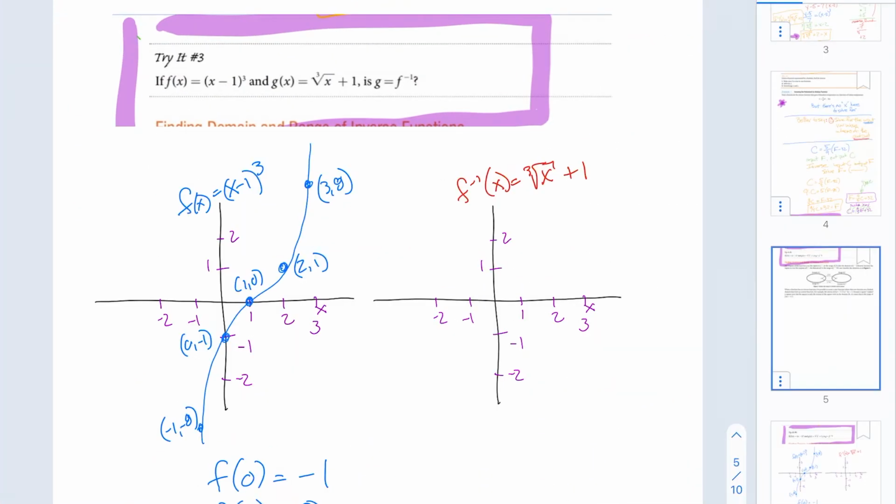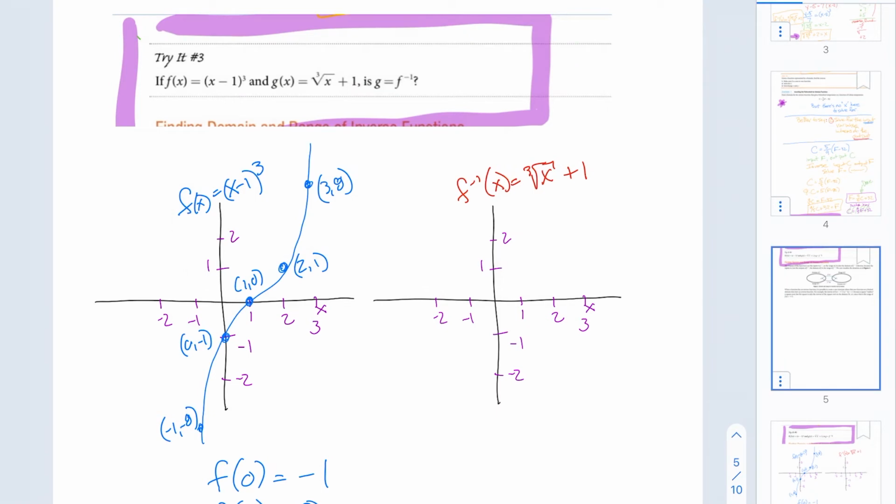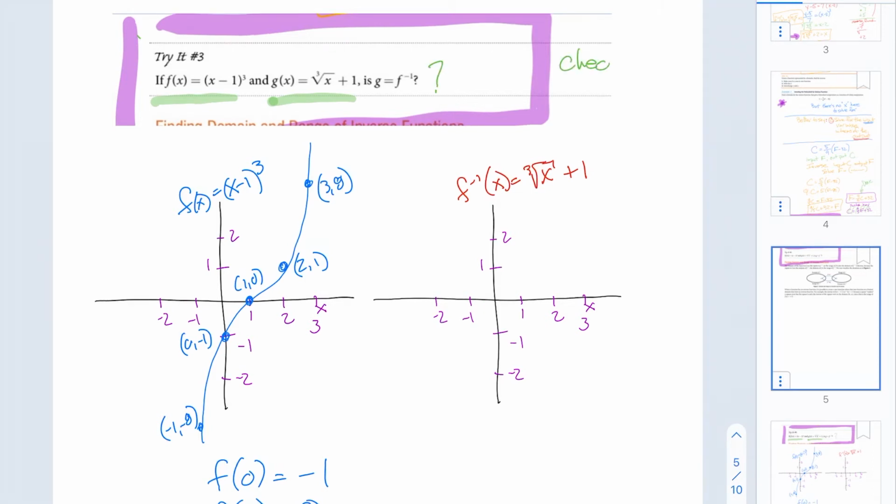The next thing I want to talk about is what the graphs of these functions look like. And there's another concept that every book talks about that I disagree with, and I will explain that when we get to it. But here we've got two functions. We've got f of x and g of x, and they ask, is g actually the inverse of f? And you can check that.